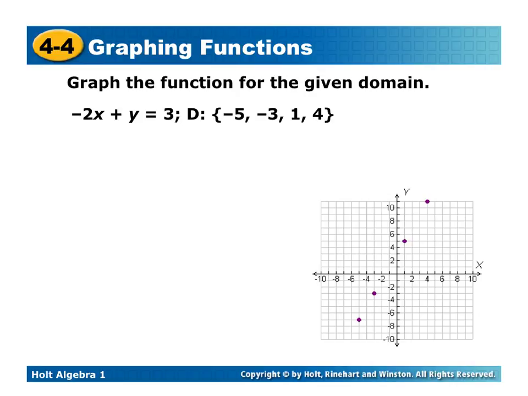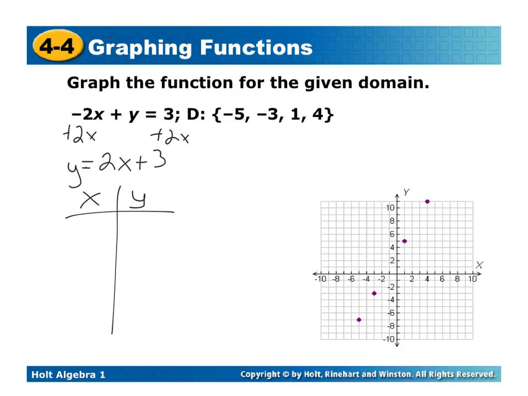Alright, so now I want you to go ahead and try this one out on your own. So there's a couple different ways you could do this. One of the easiest ways, though, is to actually solve for y like we did earlier, which I'm going to go ahead and do. I'm going to add 2x to both sides. So now y is equal to 2x plus 3. And then I'm going to go ahead and just create a table using the domain values that they've given us. So negative 5, negative 3, 1, and 4.